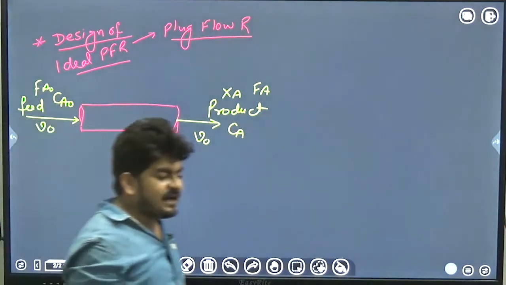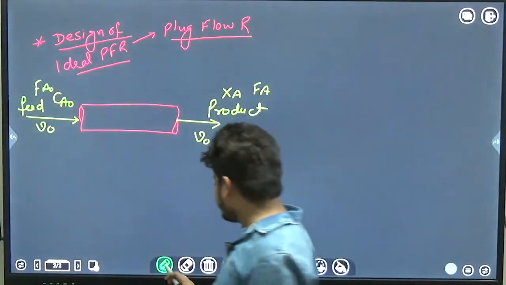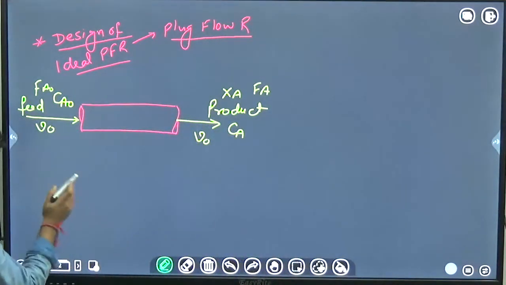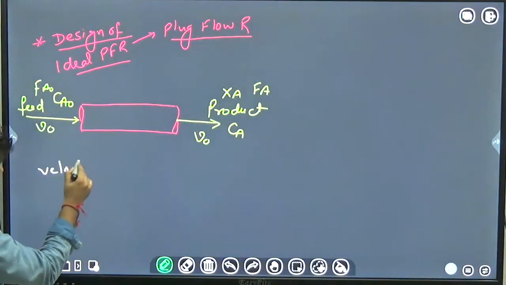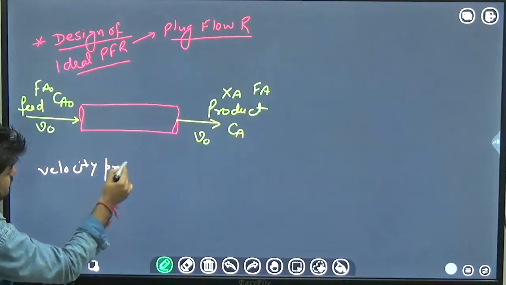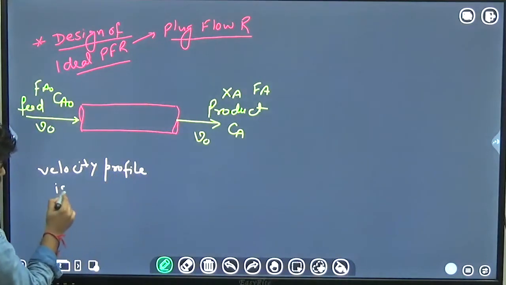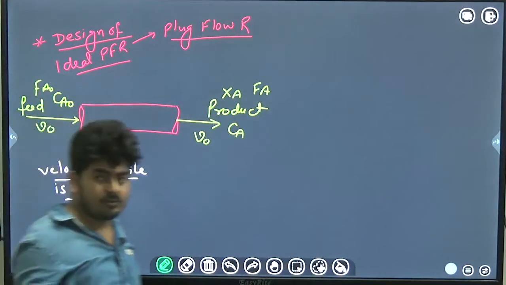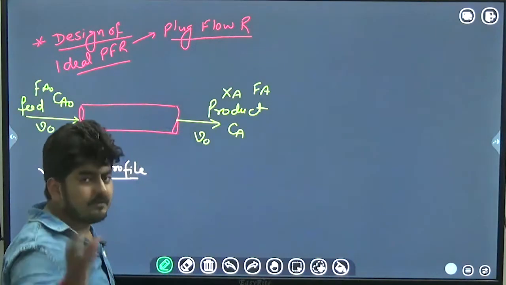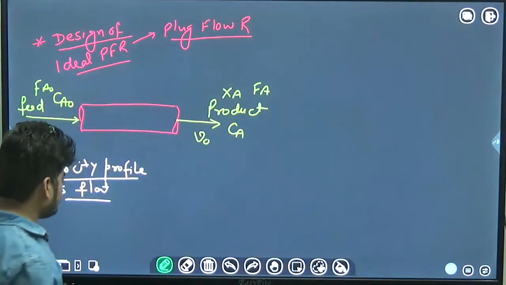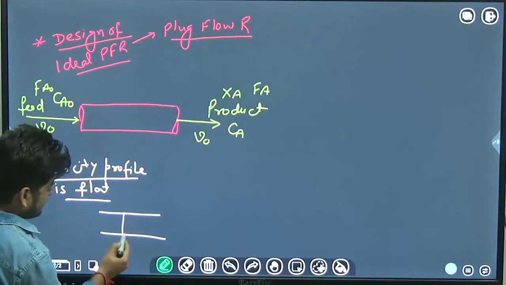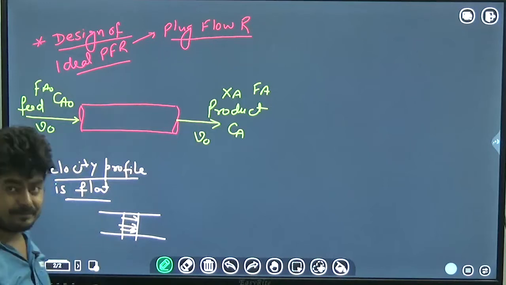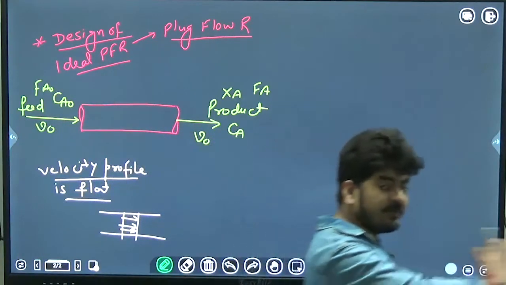So what happens in this ideal plug flow reactor is that we assume the flow velocity profile is flat, just like the ideal flow. If you know, ideal flow means flat velocity profile, viscosity will be 0. That means the velocity profile will be something like this, where each and every streamline is moving with the same velocity.